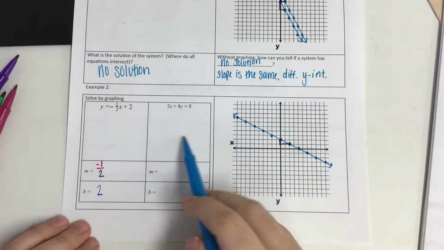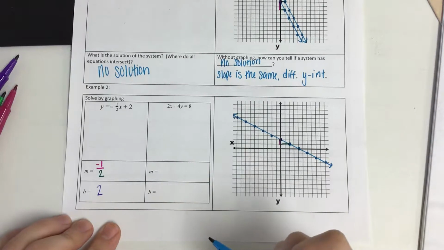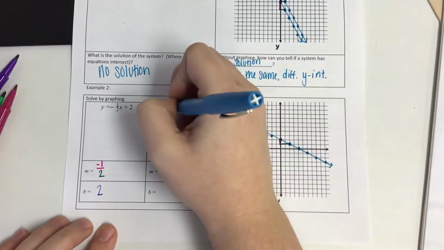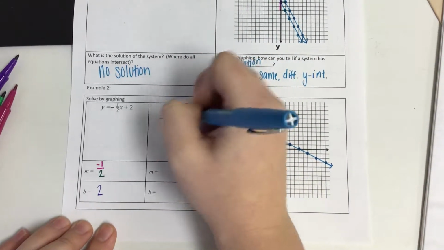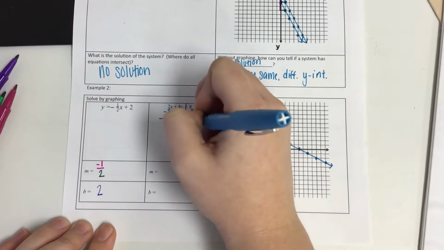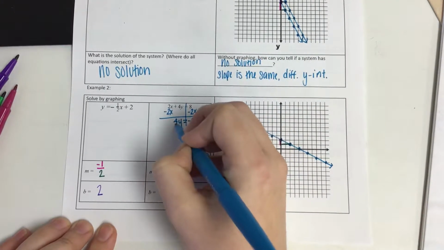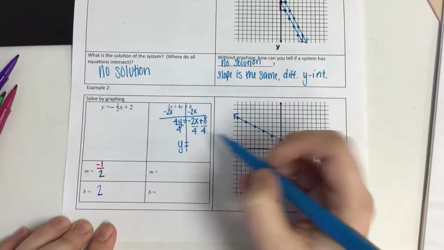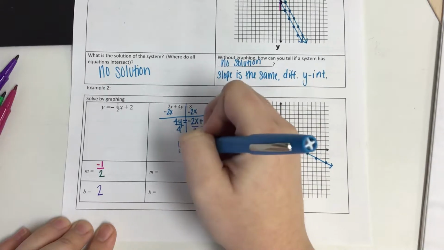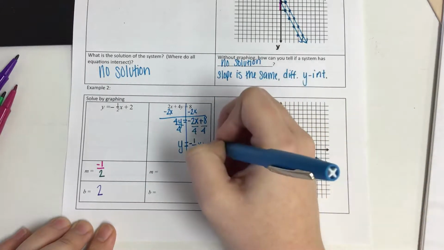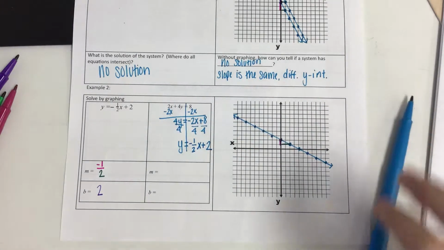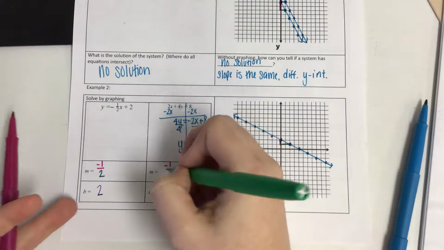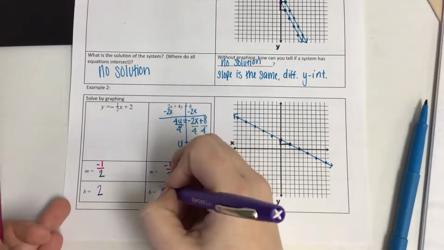Our second equation is not ready to graph. We need it to be in the y equals mx plus b form. So we're going to change that. We're going to start by subtracting 2x on both sides, so that we get 4y equals negative 2x plus 8. And then we're going to divide everything by 4. So we have y equals negative 2 over 4 simplifies to negative 1/2 x plus 8 divided by 4 is 2. So now with our equation, we see that our m is negative 1/2 and our b is 2.